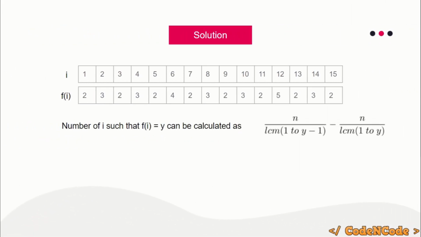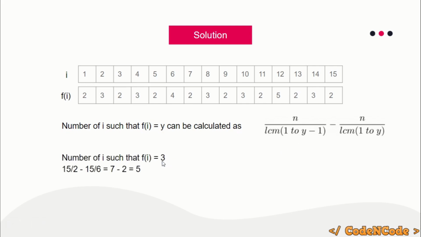The number of I such that f of I is equal to y can be calculated using this formula: N divided by LCM of integers 1 to y minus 1, minus N divided by LCM of integers 1 through y. Okay. Now how do I reach the conclusion of this? How does this map to the number of elements I such that f of I is equal to y? Let me tell you. First of all, let me just give an example.